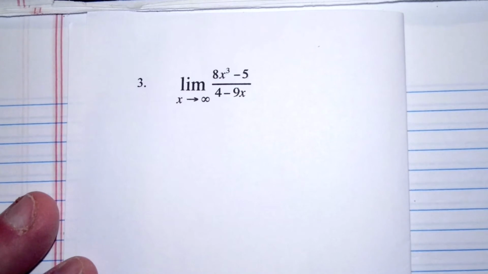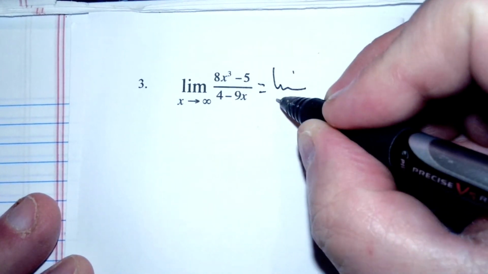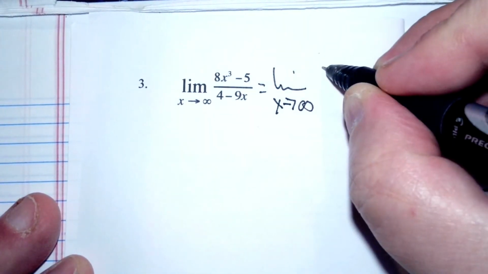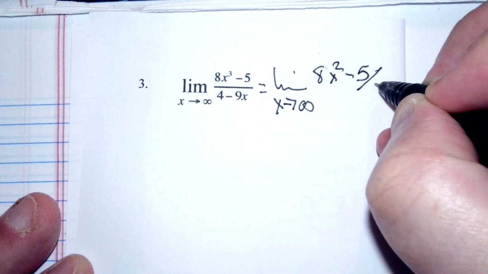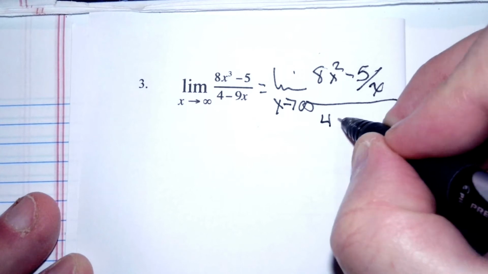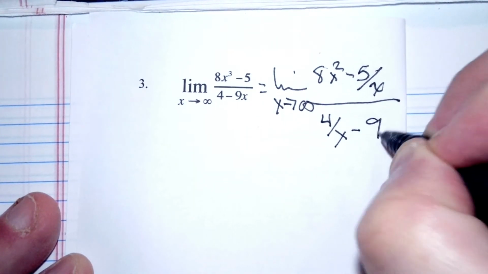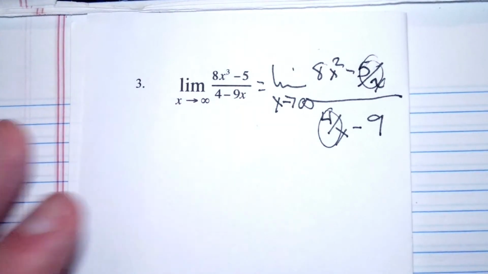Let's take a look at another one. You've got the limit as x tends to infinity of 8x cubed minus 5, all divided by 4 minus 9x. Divide everything by the highest power of x in the denominator. That would be x. And so this is going to be the limit as x tends to infinity of 8x squared minus 5 over x divided by 4 over x minus 9. That goes to 0, that goes to 0.